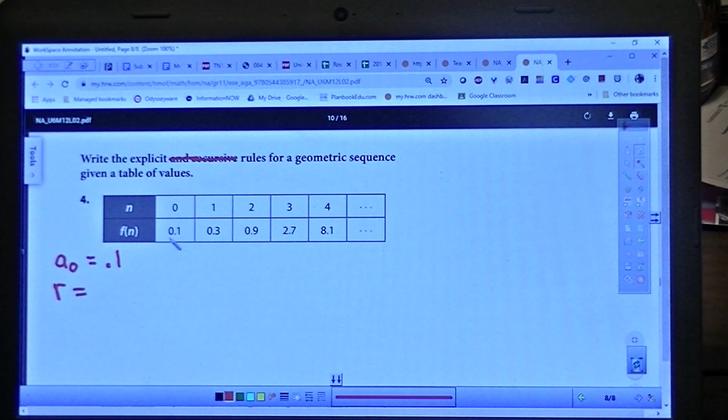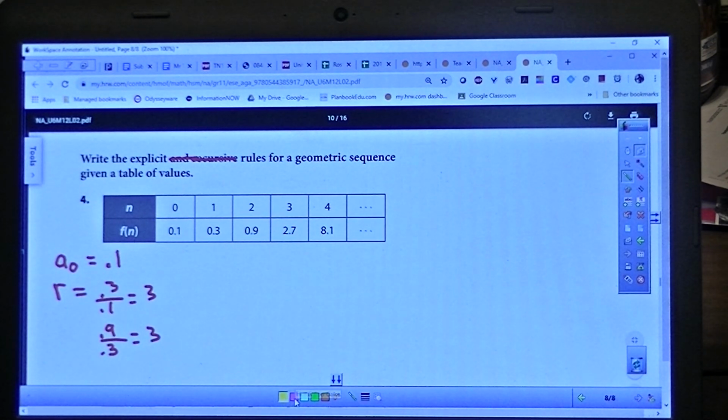Well, can't really get around my decimals here, so that's okay. I'll do 0.3 divided by 0.1. Well, that's just 3. So I need to double check those. So let's do 0.9 divided by 0.3. Well, that's still 3. So we've got a nice common ratio running here. So that's our R. And let's plug it into our explicit formula.